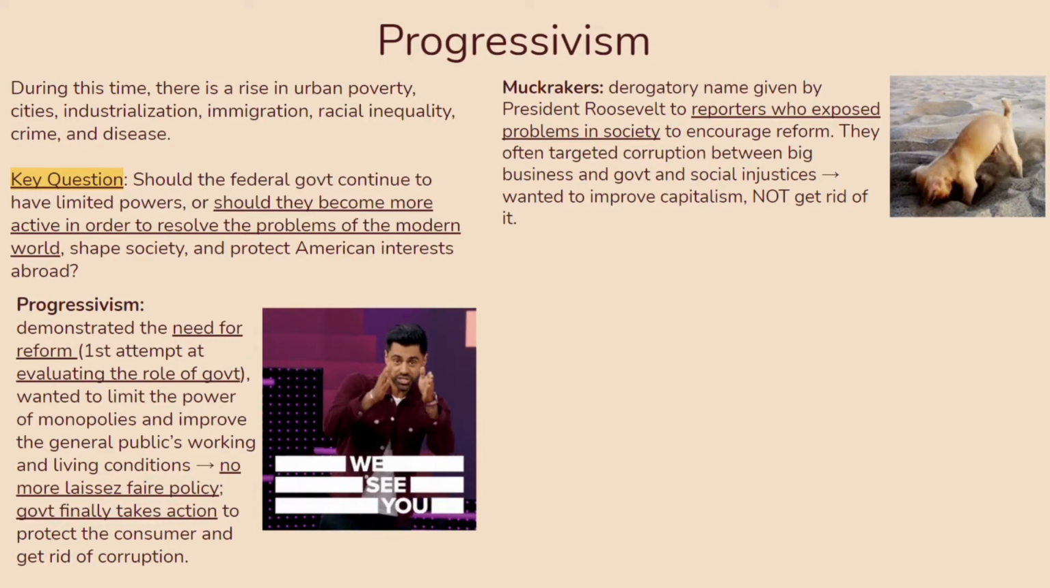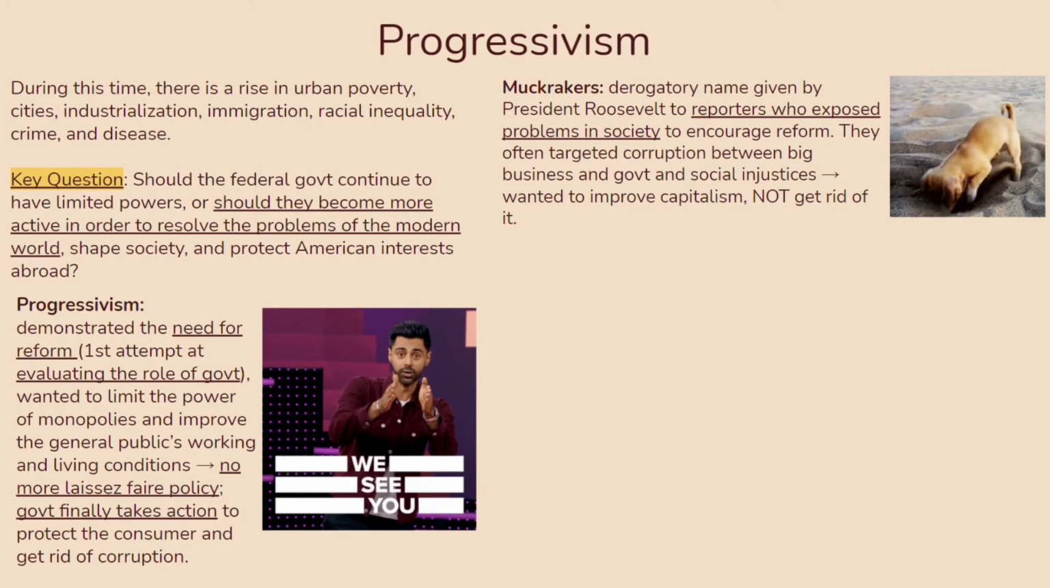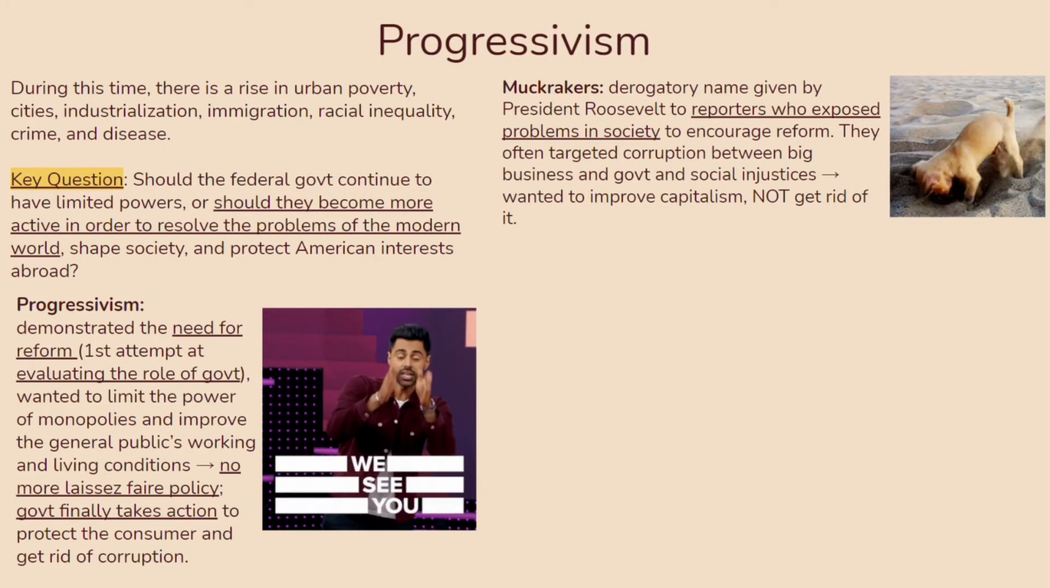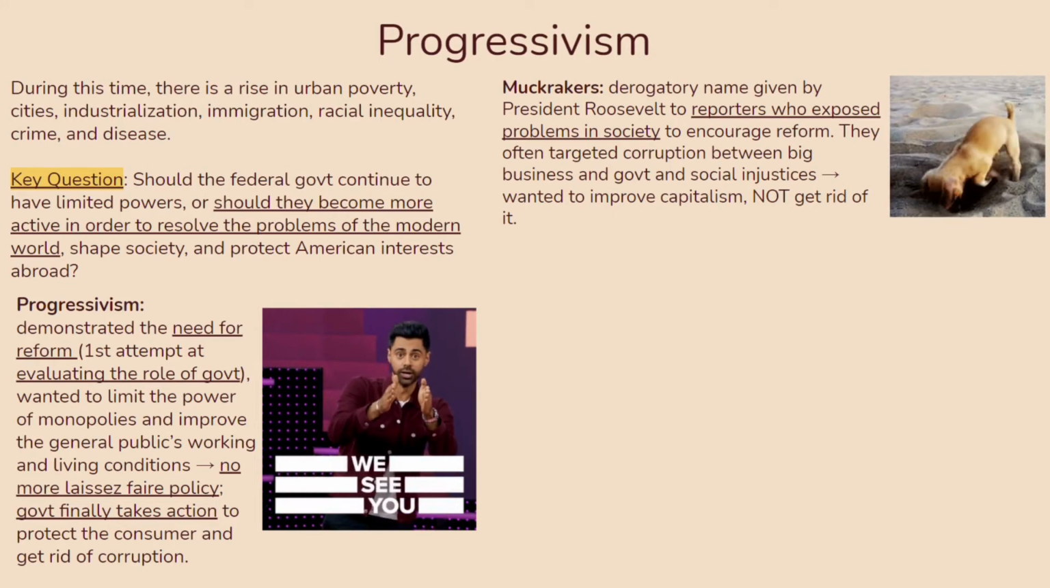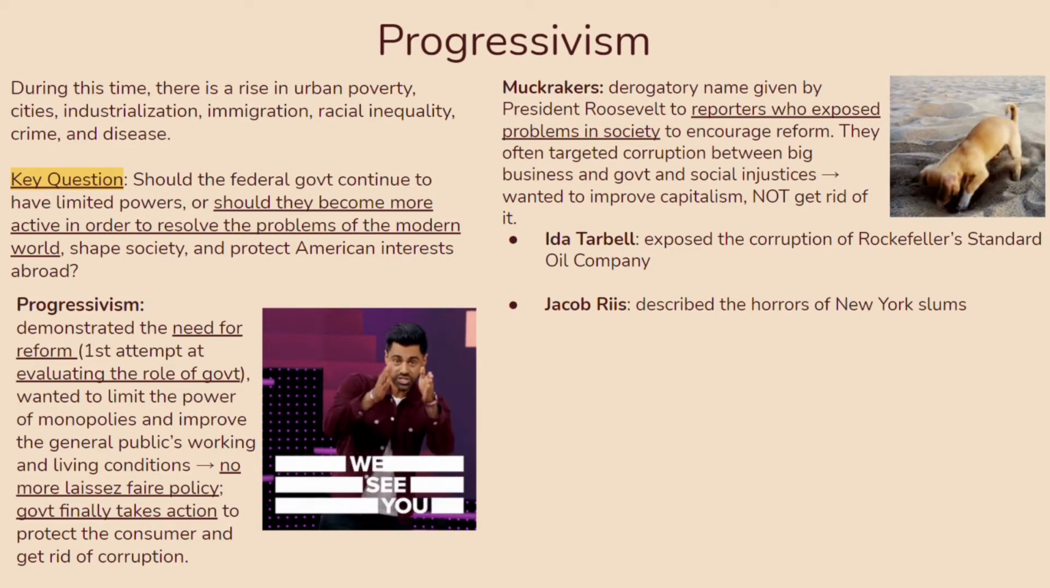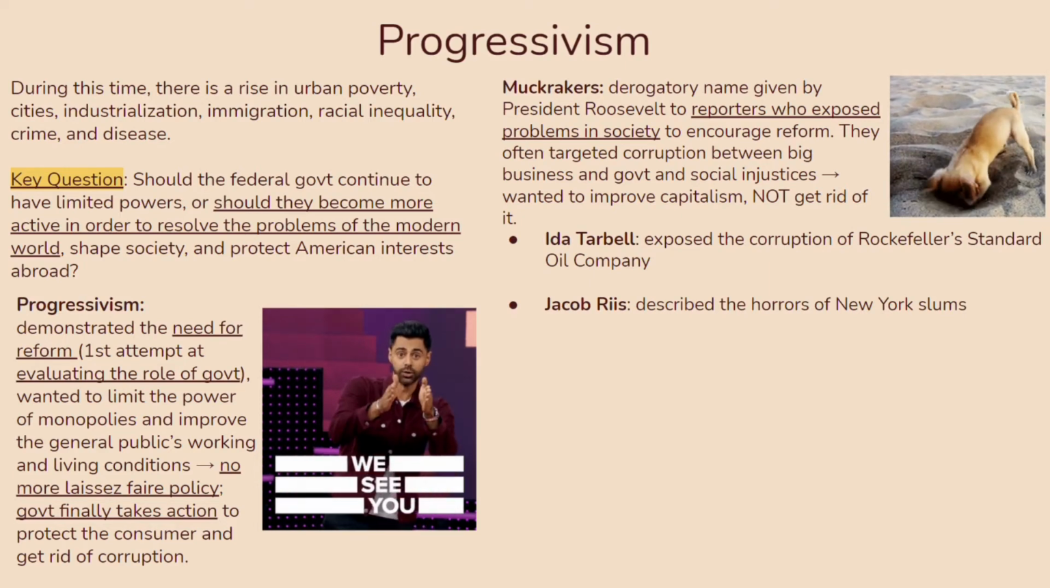So really, they're just digging for dirt on the US. They want to expose all of these problems and show the government that this is not acceptable and that people are genuinely suffering. Some important muckrakers you should know about: Ida Tarbell. She exposed the corruption of Rockefeller's Standard Oil Company. You have Jacob Riis, who described the horrors of New York slums.